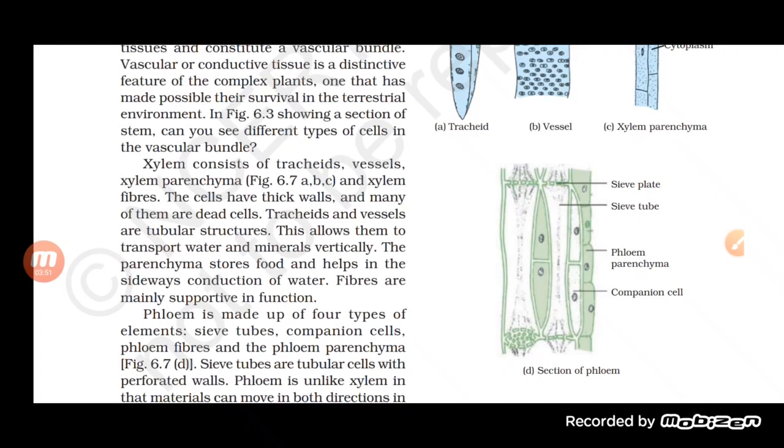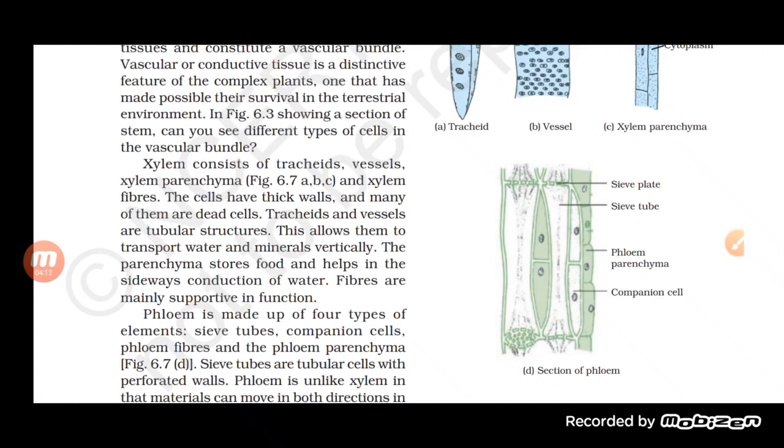There are xylem fibers also present. These xylem fibers are sclerenchymatous tissue, basically dead tissues. So sclerenchymatous tissue are called xylem fibers, and they are dead cells. That's why they help in giving support. Now let us see the functions one by one.